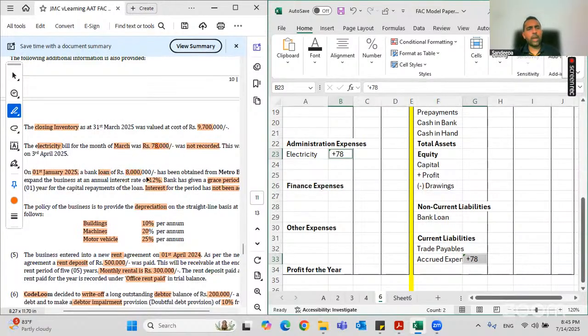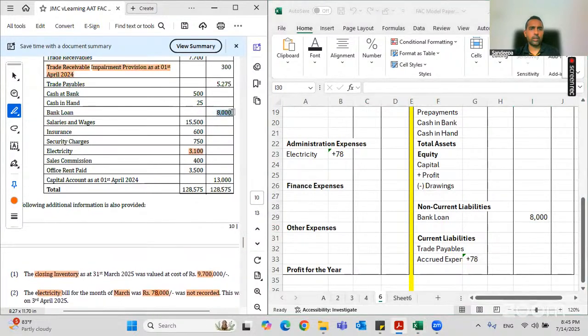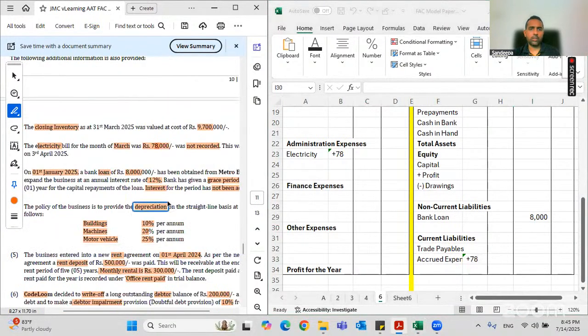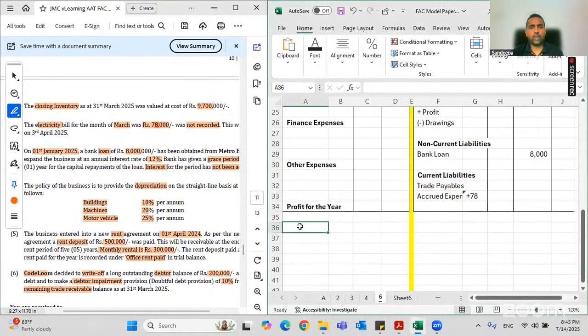You have obtained a bank loan, 8,000, and you are supposed to pay it after a grace period. Bank loan 8,000 is there in the trial balance as well. You obtained it on 1st of Jan. They haven't accrued the interest.